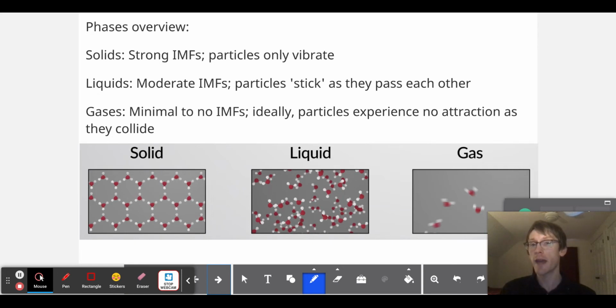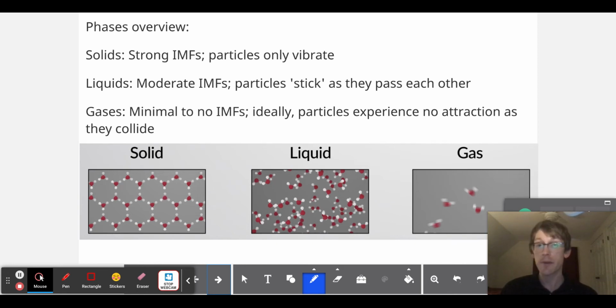Liquid particles have weaker IMFs, and so the particles will pass by each other. They flow freely. However, as they flow past each other, they stick to an extent, and that's why liquids still remain in a relatively condensed state. But once particles become gases, they experience little to no intermolecular forces, and that's why the particles just go out freely. They occupy whatever the volume is of their container. They are not condensed. And ideally, they experience no attraction to one another as they collide.